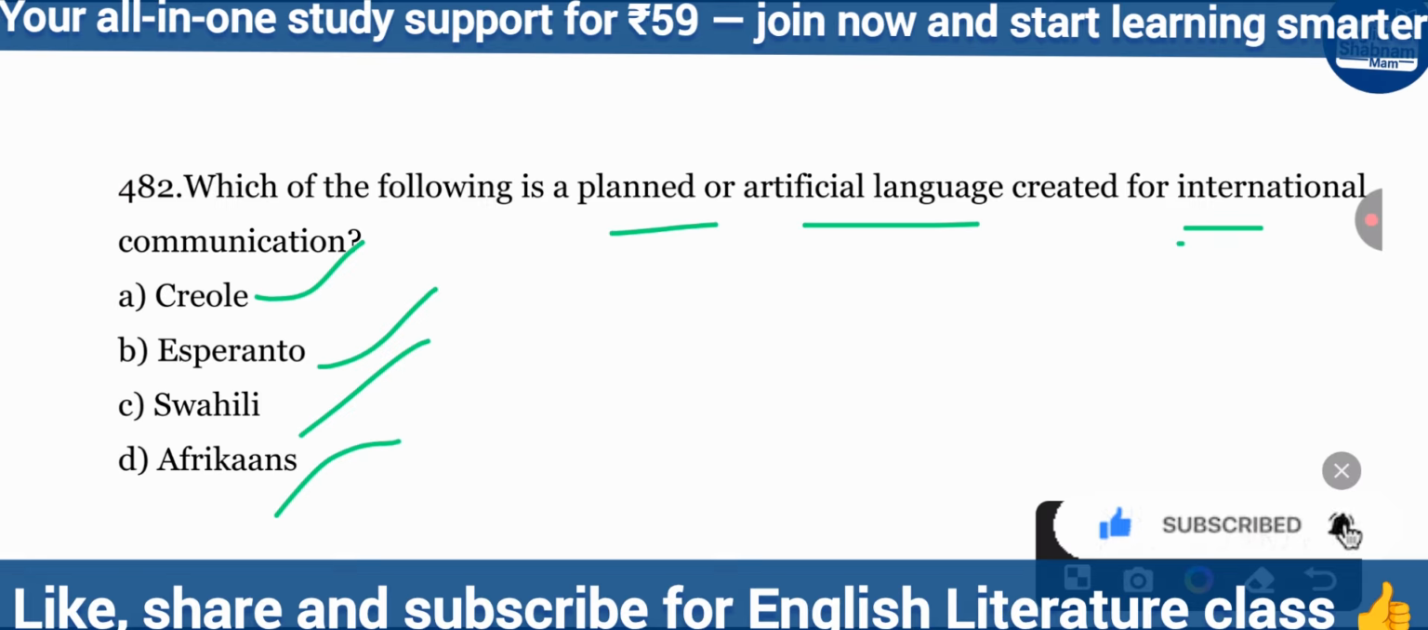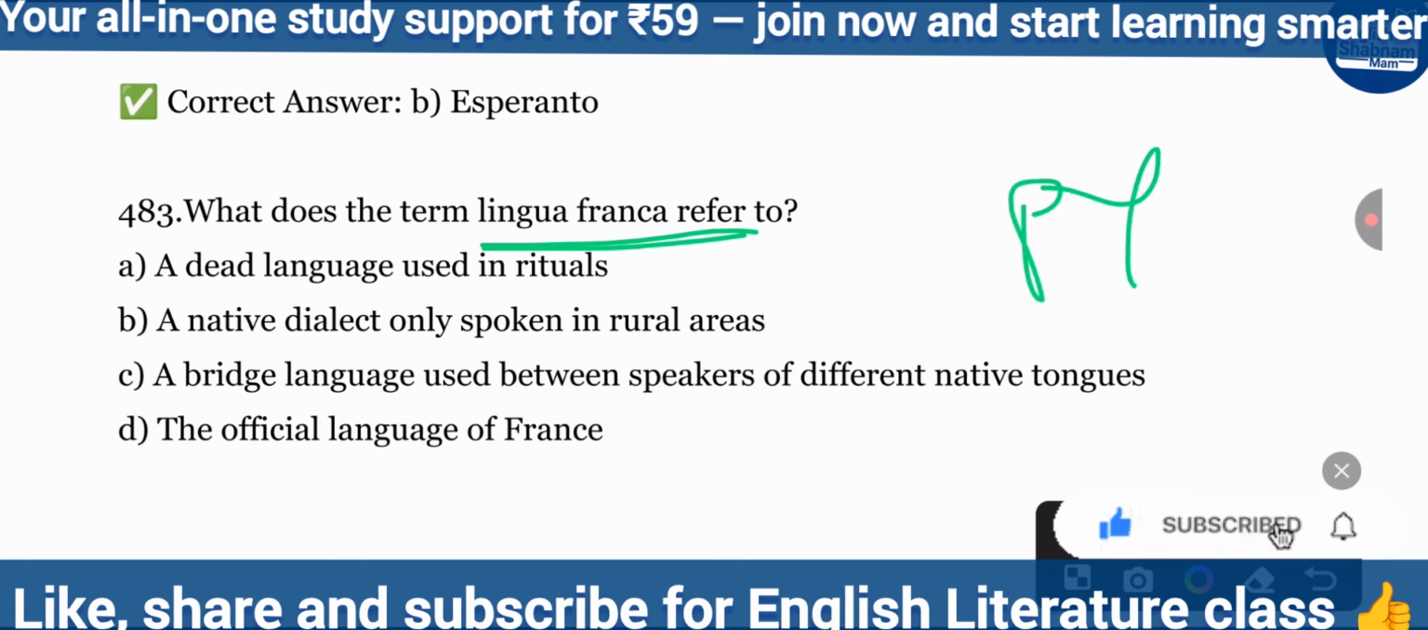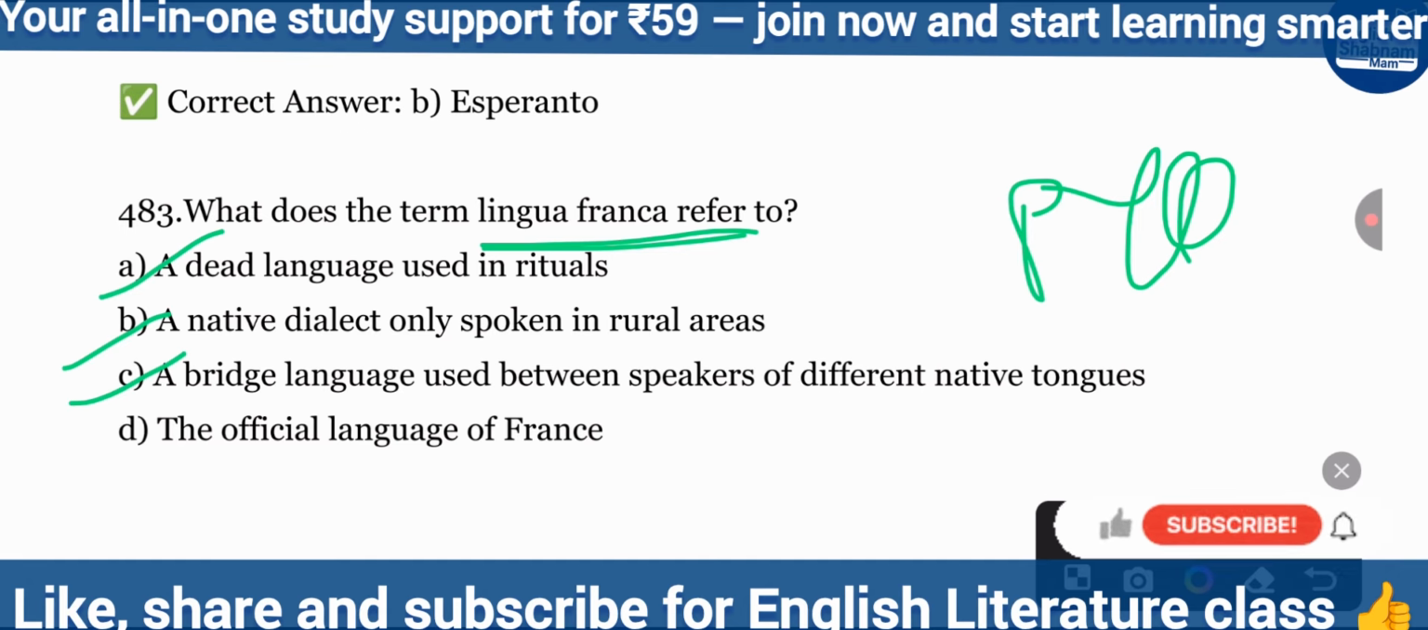Which of the following is a planned or artificial language that is created for international communication? So option B, Esperanto. Okay. Next, what does the term lingua franca refer to? Very, very important. A dead language used in rituals, a native dialect only spoken in rural areas, a bridge language used between speakers of different native tongues, or option D, the official language of France.